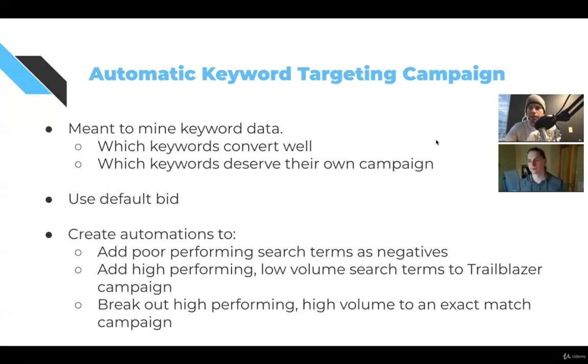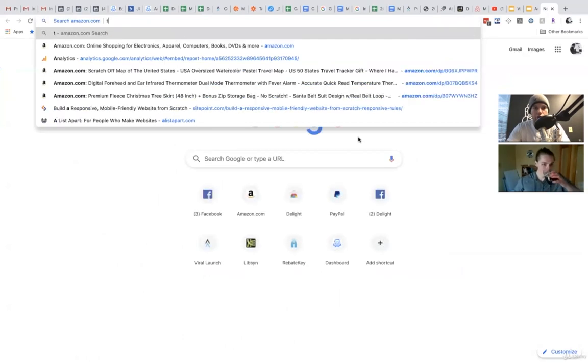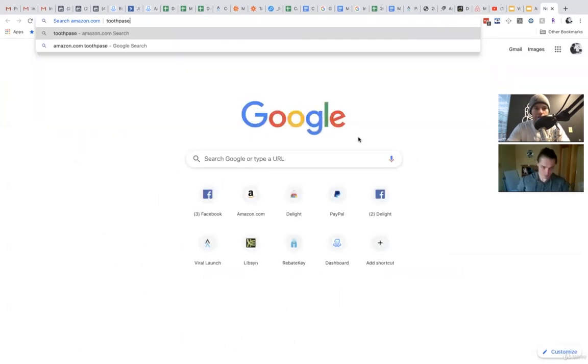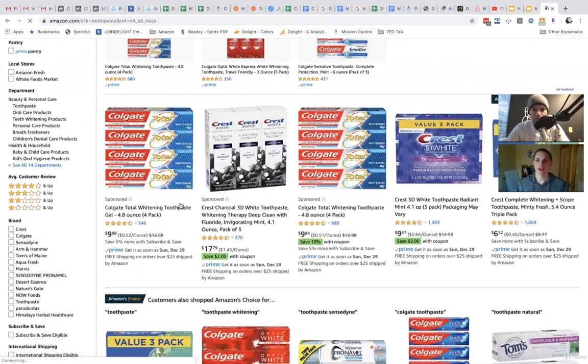Yeah, and I don't think I have it in here, but a lot of people aren't keen to the difference between budget and bid. A bid determines where you show up in the sponsored ad results. So if I can real quick, on the keyword toothpaste, this is the first ad position.